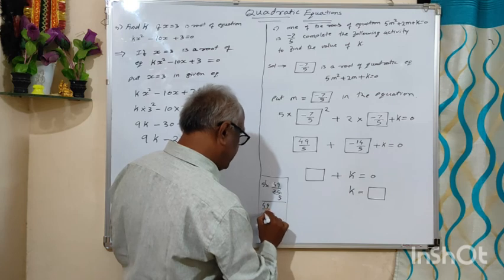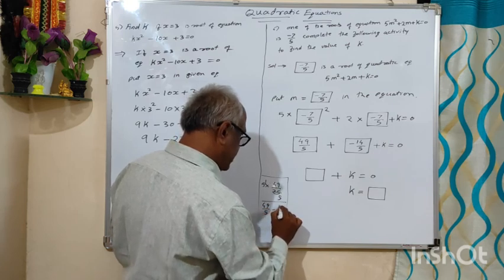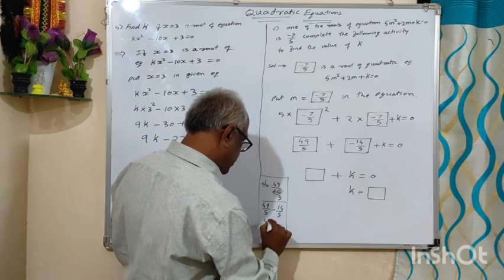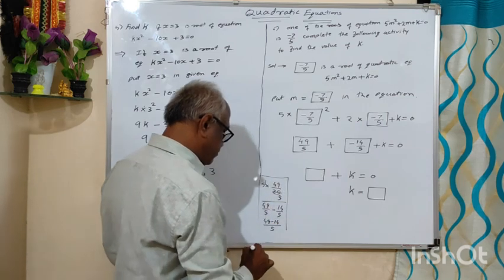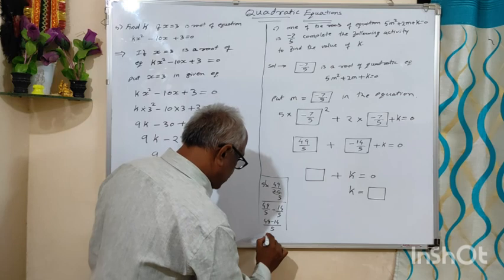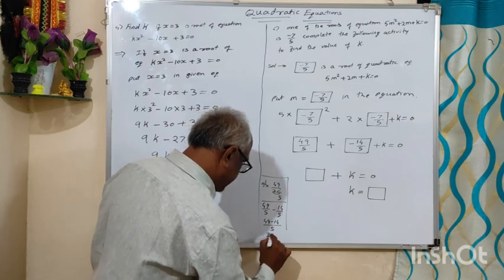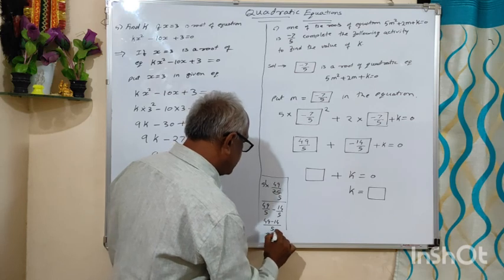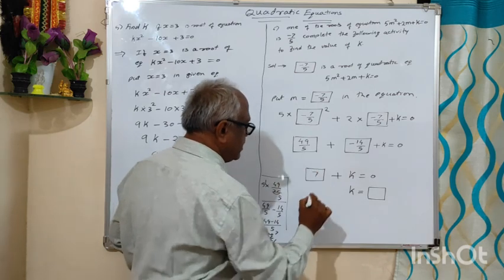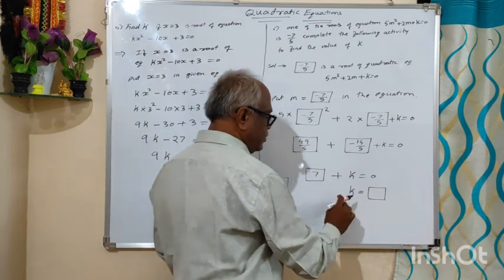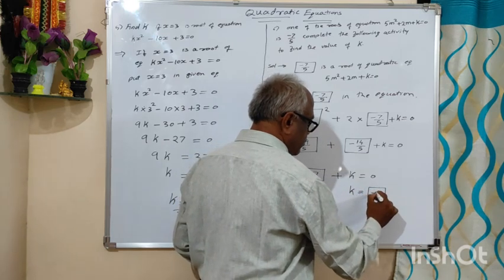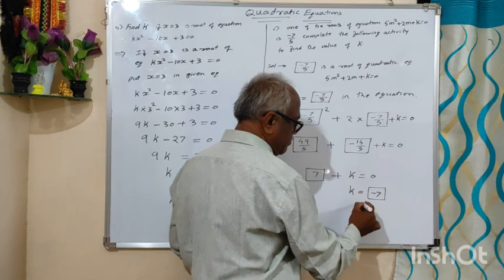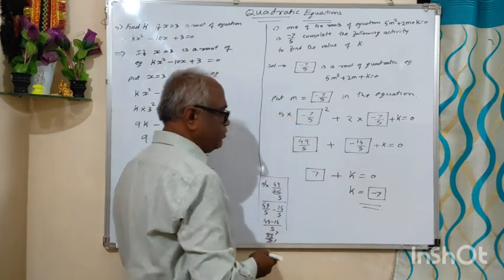49 upon 5 minus 14 upon 5, LCM is 5, 49 minus 14, that is equal to 35 upon 5, that is 5 ones are 5, 5 sevens are 35, that is 7 plus k is equal to 0, therefore k is equal to minus 7 plus 7 shifted to the other side, it becomes a minus 7, k is equal to minus 7.